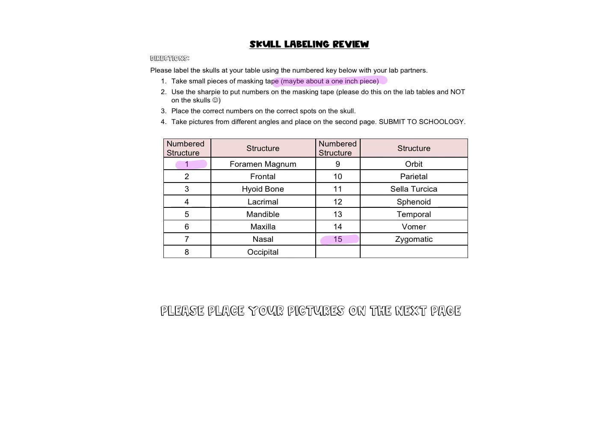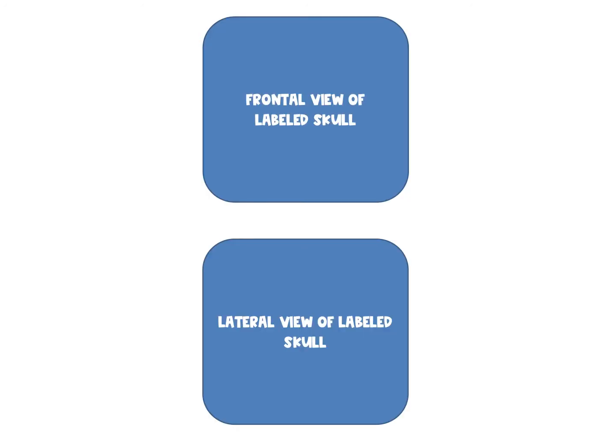Try to spread the work out a little bit. There are 15 labels, so if each of you takes approximately 3 to 4 labels, you can take turns labeling the skull. Just practice with a real skull in front of you, and then you'll take a picture and place the picture. This is called Skull Labeling Review, and you can find that in the Unit 3 folder. You'll do that first, and then when you're done, you'll sit back down and work on your lab, which I'll describe on the next page.